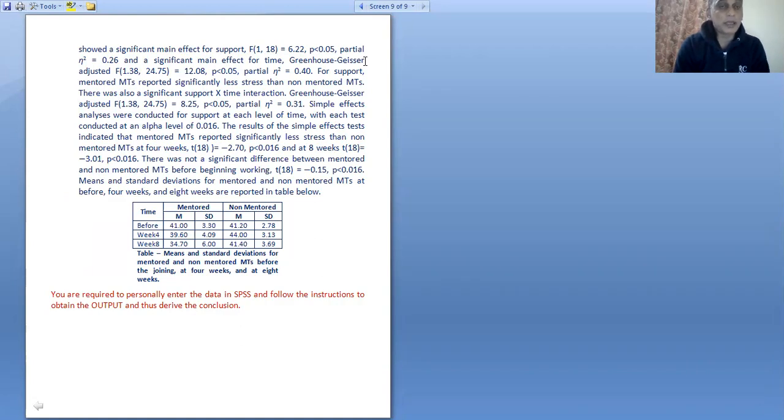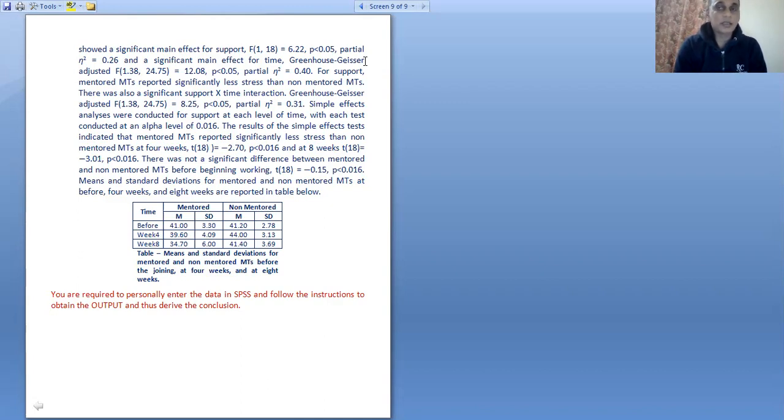For support, mentored management trainees reported significantly less stress than non-mentored management trainees, as we have seen. And there was a significant interaction between support and time, Greenhouse-Geisser adjusted F(1.38, 24.75) = 8.25, p < 0.05, partial eta squared = 0.31. So simple effects analysis was conducted for support at each level of time, with each test conducted at an alpha level of 0.016.